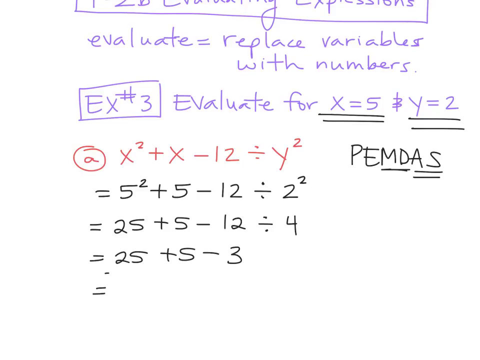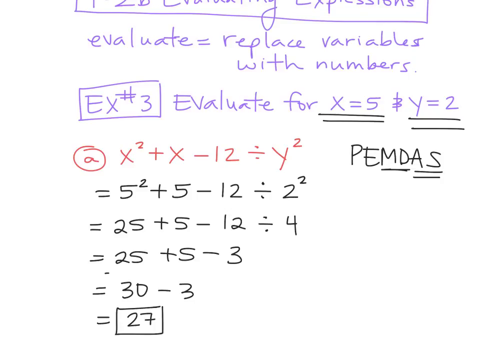Okay. Now all we have left is addition and subtraction. Do I do the addition first or the subtraction first? Addition. Why? Left to right. You're just going to go in the order you see it when it's addition and subtraction, okay? So 25 plus 5 is 30. Oh, that's not a 3. Try again. 30 minus 3. And what is 30 minus 3? 27.